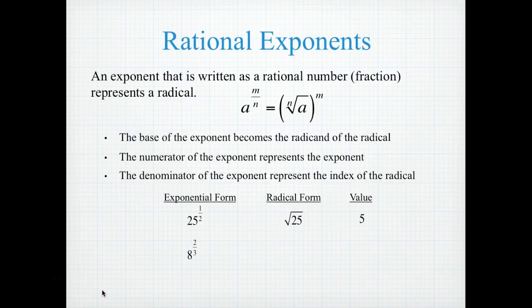Next, we're going to take 8 to the 2/3 power. When we translate that from exponential form to radical form, that is the cube root of 8 to the second power. So the cube root of 8 is 2, and then 2 to the second power gives us 4.